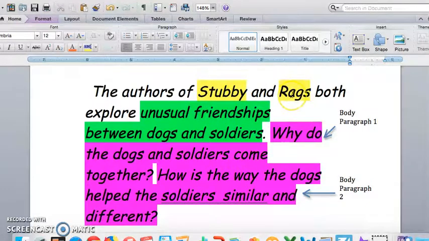For Rags, I'm going to think about how it's similar to Stubby and how it's different. But for Stubby, I will only focus on why the dog and the soldiers come together and how did the dog help the soldier.